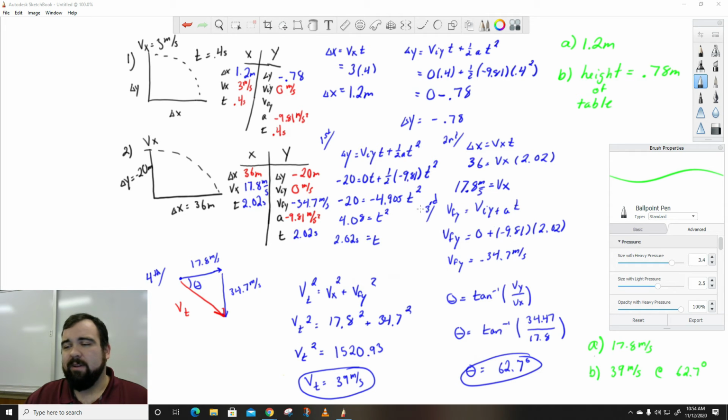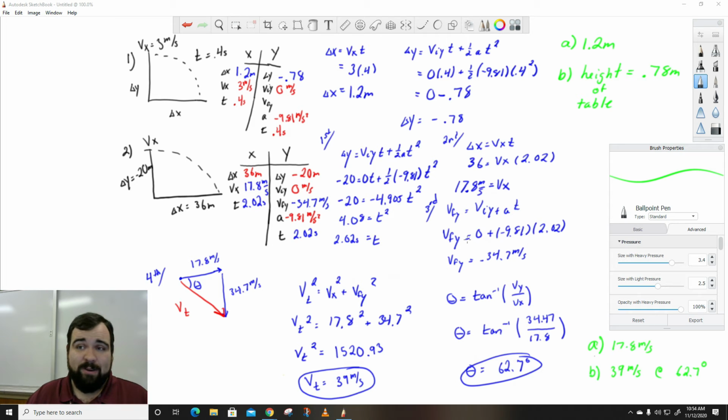Now to figure that out, we're going to go to the Vfy equals Viy plus At equation. Viy is 0. We just solve for time. We can figure out that negative 34.7 meters per second is the final y velocity. You could also use the Vfy squared equals Viy squared plus 2a delta y to figure that out.